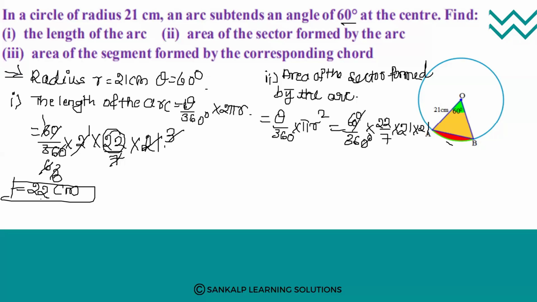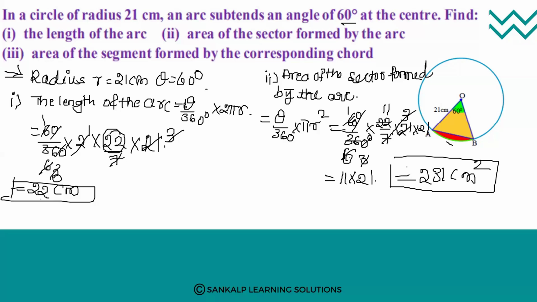So the zeros will get cancelled. 6 ones are 6, 6 are 36. Again 6 threes are, 2 threes are 6, 2 sevens are 22. 7 threes are 21. 3 and 3 will get cancelled. Finally, you will get 11 into 21. So if you do the calculation of 11 into 21, you will get 231. Yes, 231 centimeter square. This is the area of the sector, right?